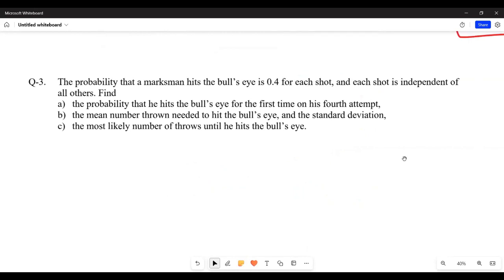The probability that a marksman hits the bullseye is 0.4 for each shot, and each shot is independent of all other. Find the probability that he hits the bullseye for the first time on the fourth attempt. So very clearly, this is a question on geometric distribution. So now you should be able to distinguish between binomial distribution question and geometric distribution question.